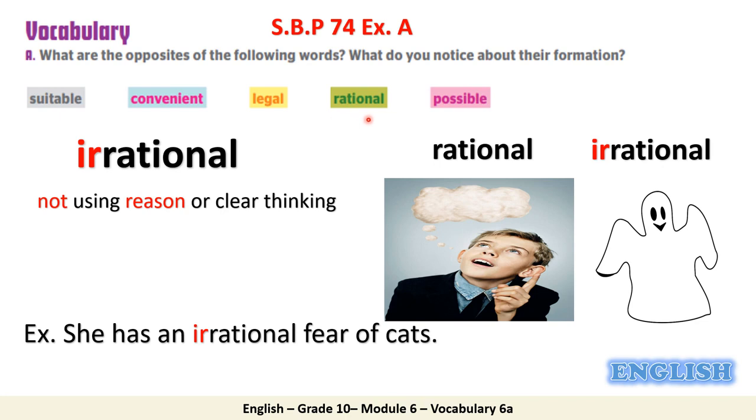Let's look at the word rational. What is the initial letter of this word? It's R. And what is the prefix we use with rational? It's ir. So the adjectives that start with letter R take the prefix ir. That's correct. Rational, irrational. Why do I use the prefix ir? Because it starts with letter R.